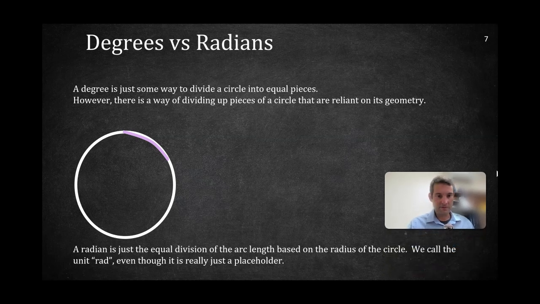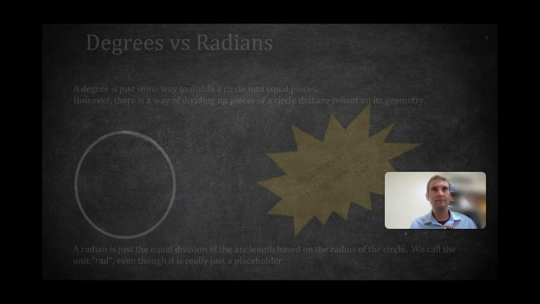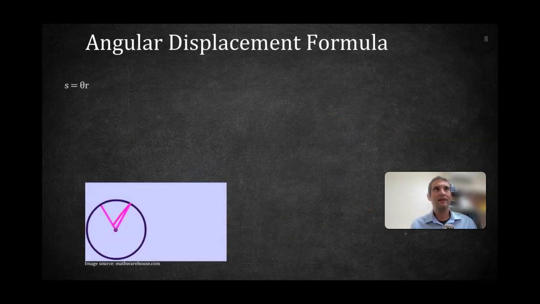Move myself out of the way here. A radian is that. Conversion factor. Remember, 1 degree equals pi over 180. Some more geometry review here.